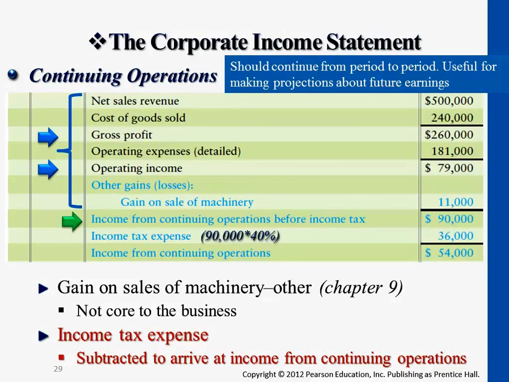Okay, so this first section here is called the continuing operations section under the income statement. Continuing operations section, and if the company does have special items, then they have a special items section. And then the last part is the earnings per share section.